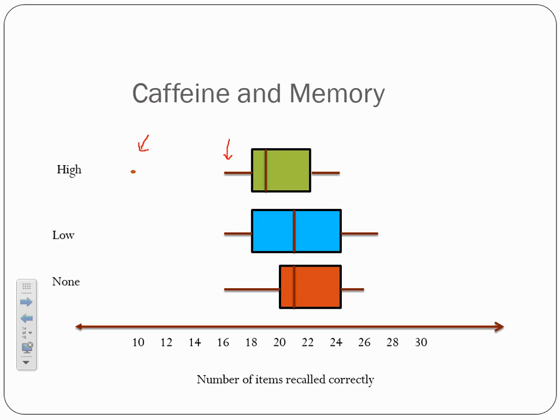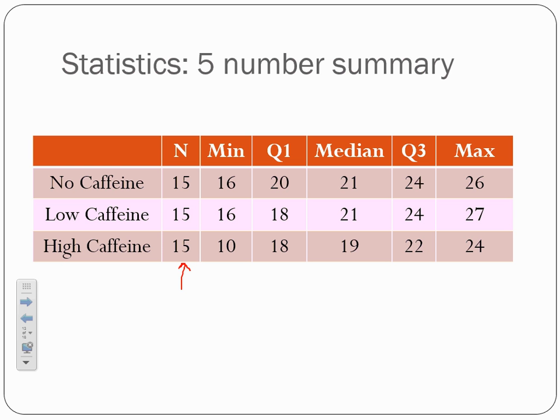And so the question that we might ask is, how could you figure out that outlier? The reason we could is because, I believe it's the high caffeine, we have Q1 and Q3, and that's really all we need to determine if there are outliers. So we can do our 1.5 IQR rule, figure out if there are outliers, and it turns out in this particular case, 10 is an outlier.